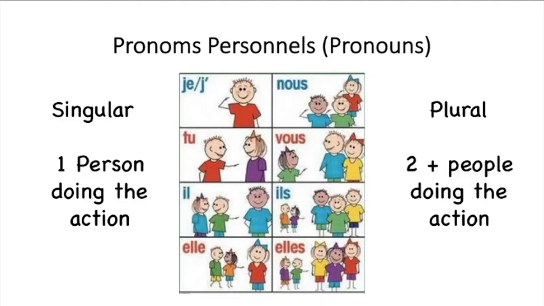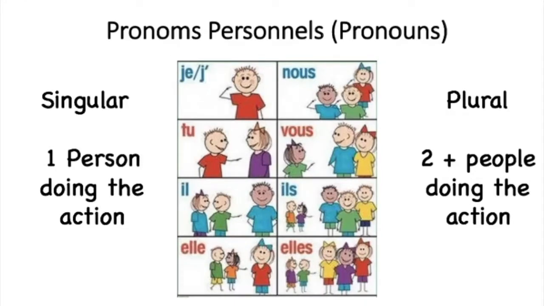So let's quickly look at les pronoms personnels. In English, these are personal pronouns, or we can just call them pronouns for short. In French, just as we do in English, we split our pronouns into two categories, singular and plural. On the left-hand side of my chart, you'll see the singular pronouns. This describes when one person is doing an action. So you would use je, tu, il, or elle when only one person is doing an action. On the right-hand side, you have the plural pronouns, nous, vous, ils, and elles, and that's when you have two or more people performing an action.